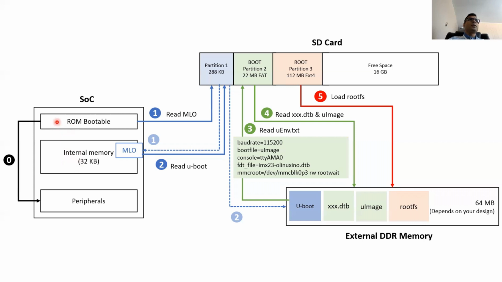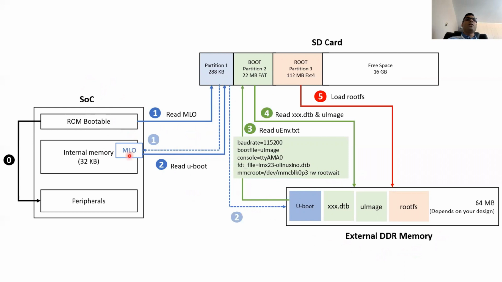When you buy the SoC, the internal ROM is written by a manufacturer with a small program that initializes some basic peripheral of your SoC. After initializing the peripheral and selecting the booting peripherals, we will go to the first stage bootloader or FSBL. This program will go to the partition one and read MLO.